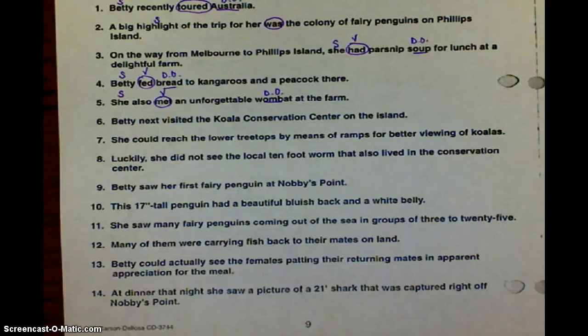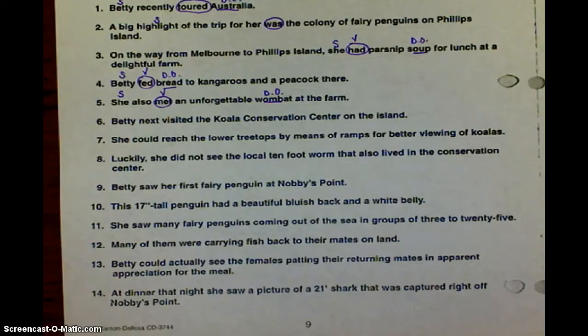Number 10, this 17-inch tall penguin had a beautiful bluish back and a white belly. Who or what did it? What did it do? Verb what? Number 11, she saw many fairy penguins coming out of the sea in groups of 3 to 25. Who or what did it? What did it do? Verb what?